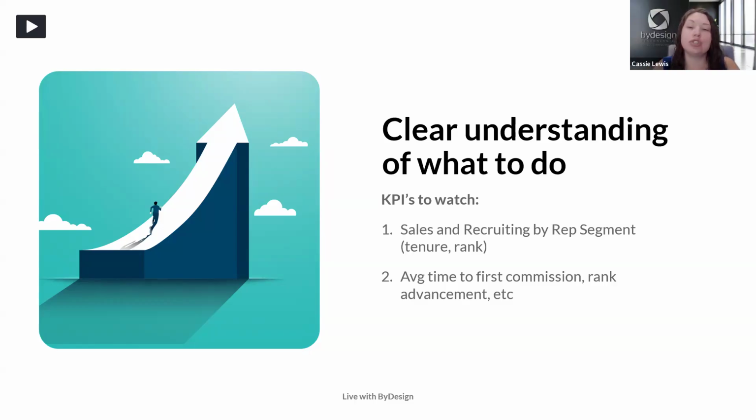I also say you should have at least a high level understanding of how long it takes until a rep earns their first check. What's the average time to that first commission check? What's the average time to that first rank advancement? These are all great pieces of data to watch and understand. If your rank advancement doesn't typically happen until the second or third year of the business, what can you do to try to bring that forward by even 6 months? That can have a phenomenal impact on the overall growth of your company.